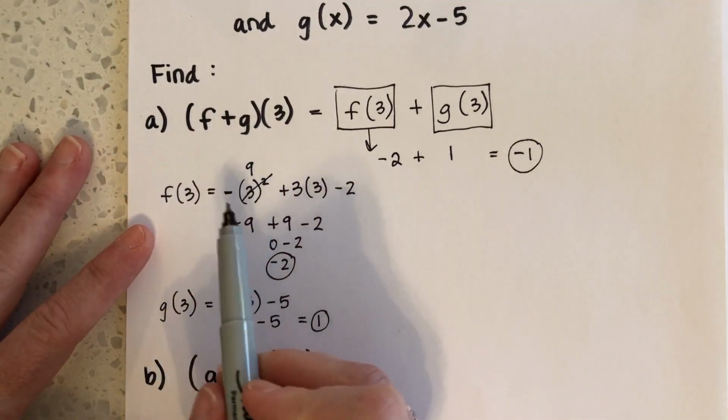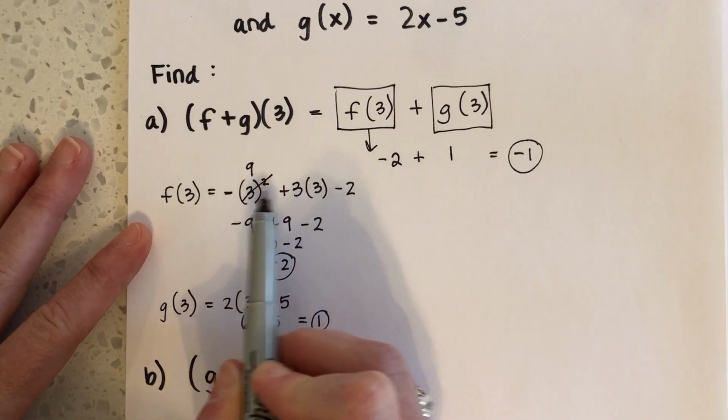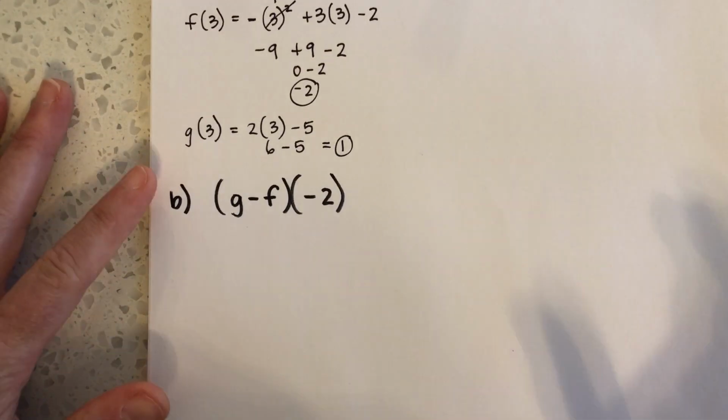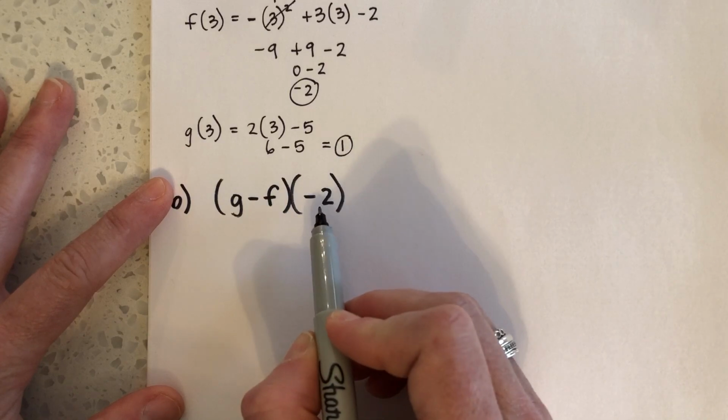All right, now again, you could have come right here, guys, and plugged this right into your calculator exactly the way I wrote it and let it do the whole thing for you. All right, let's try another one. Look at example B. Now they want you to find g minus f of negative 2.